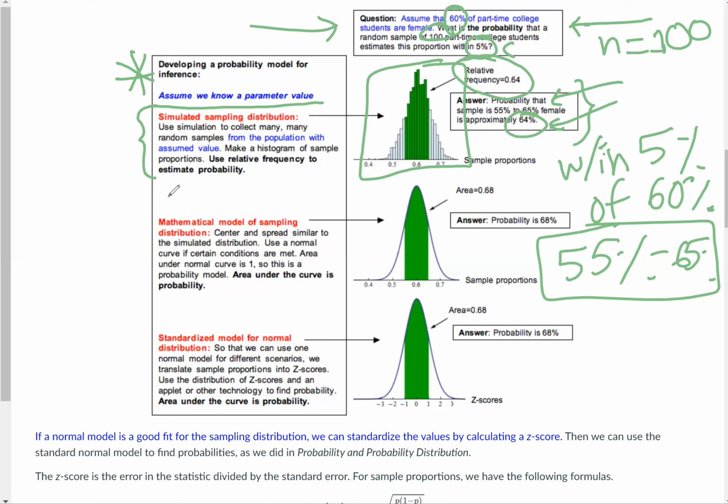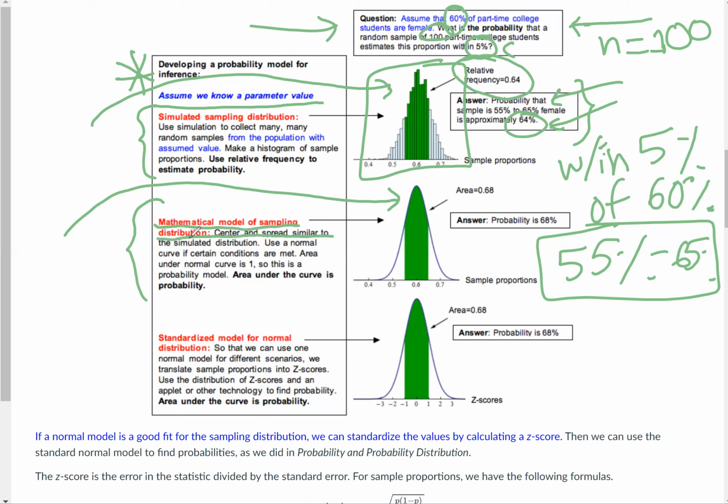The mathematical model for the sampling distribution, the center and spread, is similar to the simulated distribution. So compare, this is the one where we did a bunch of random samples through a simulation, like we did on the applet on previous pages. It looks a lot like this mathematical model. Recall from module 13 that we can either use sampling or use a mathematical model to predict what's going to happen with sampling.